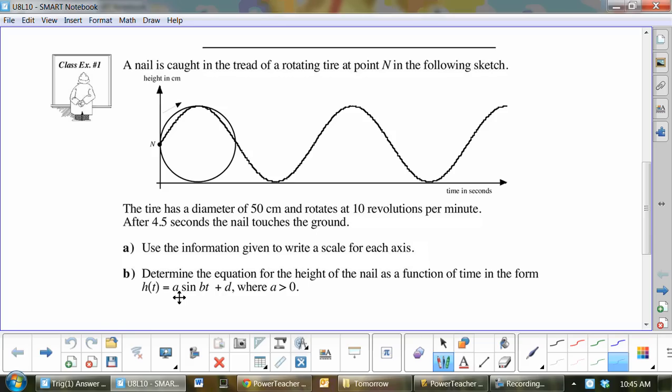Now there's a lot of information in there, and this question depends on you knowing the entire trig unit to be able to do it. So let's go. We've got A, B, and D to find. Let's do it as a class. You got anything? Tell me what you got.